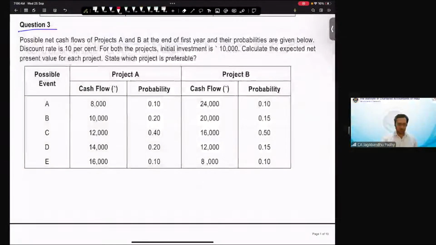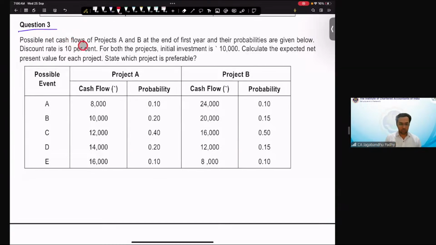So let's just look at this question number 3 for the time being. This is a case where we are just looking at a single period NPV. That's the expected cash flow just for 1 year. This is a case where we are looking at the cash flows or the NPV, which is applicable for just one of the years. So possible net cash flows for projects A and B at the end of first year, and their probabilities are given below.